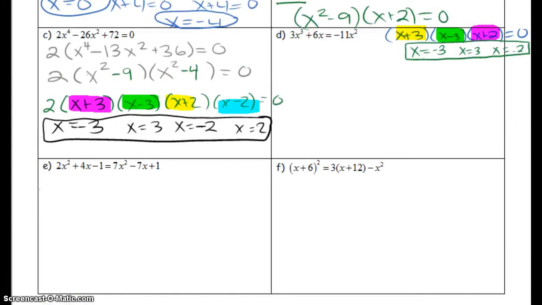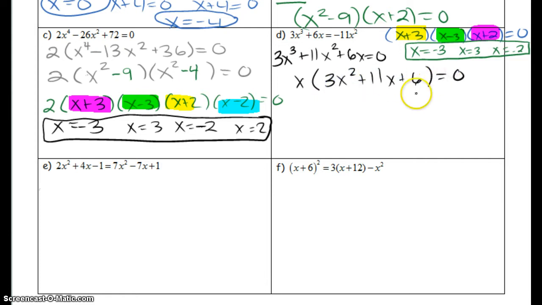So our next one, part D, is another cubic. So we can have up to 3 solutions here. We need to get it equal to 0 before we can start. So we have 3x cubed, I'm going to put it in standard form, plus 11x squared plus 6x is equal to 0. Unfortunately, no GCF here: 3, 11, and 6. Oh, GCF's x. Let's factor that out. 3x squared plus 11x plus 6 is equal to 0. I'm going to need some bottoms-up factoring on this one.